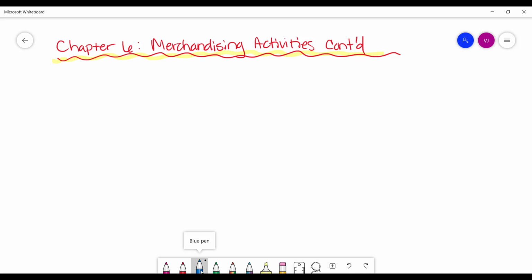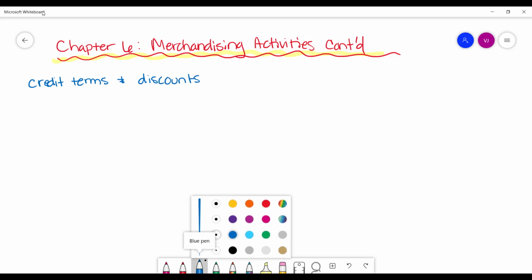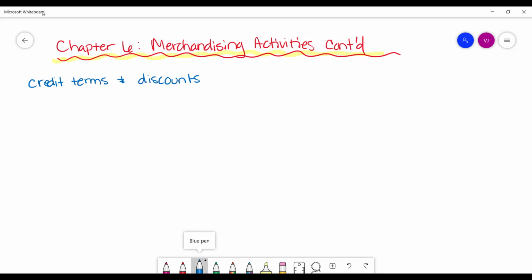Now in the second video, we're going to finish off this chapter and look at some other important concepts as well. One of the things we're going to look at is credit terms and discounts. So manufacturers and wholesalers usually sell their products on account. Remember, that means if you sell something on account, you don't sell it for cash. Instead, there's the promise of payment at a later date, right?